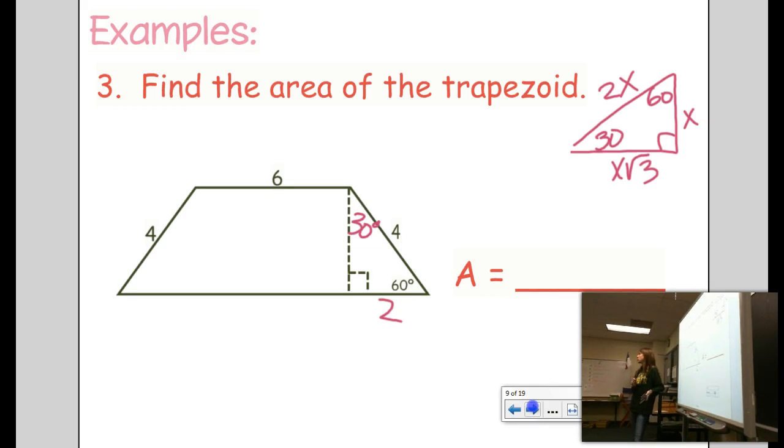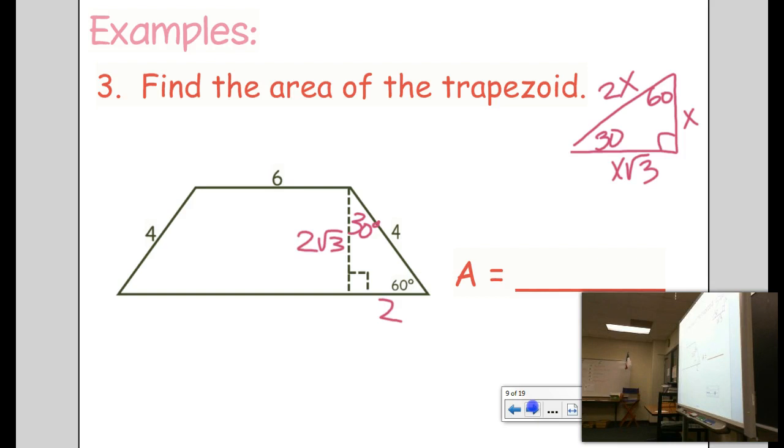Oh, no, don't put in your card together. We'll just keep it regular. Hey guys, are you okay with that? Because you need to be able to do that. 2, 2 root 3, 4. It's like a pattern. 2, 2 root 3, 4. You need to be able to find those missing things without one of your classmates doing it for you. You have to do it yourself.